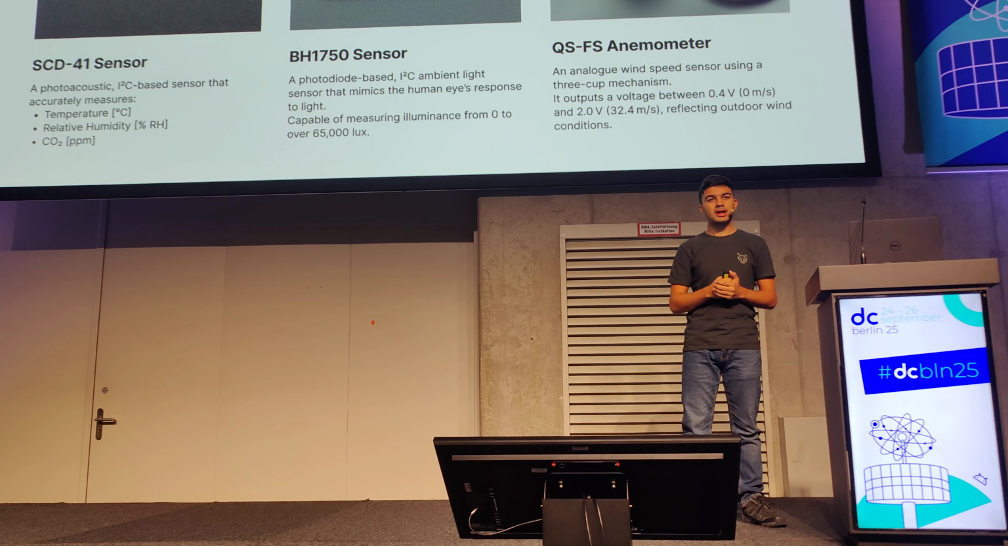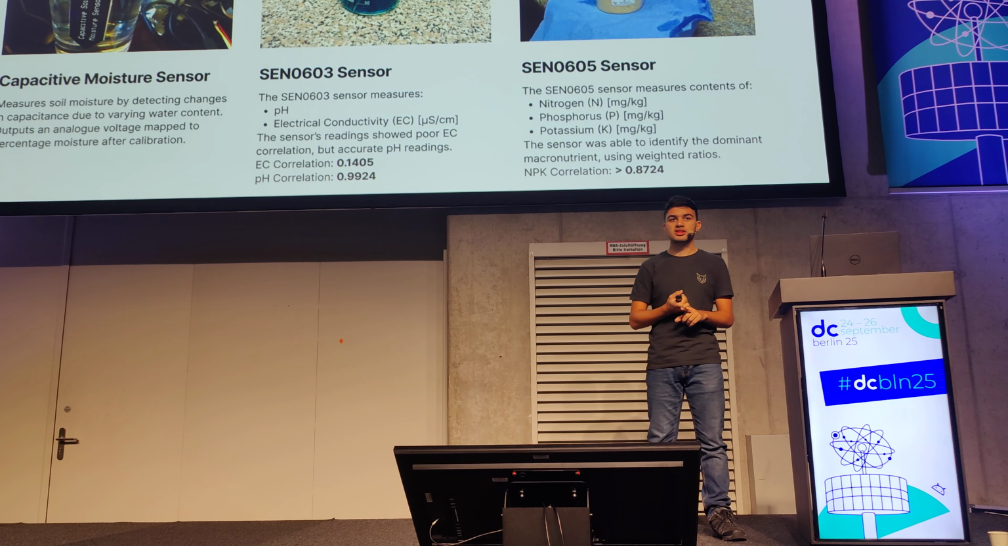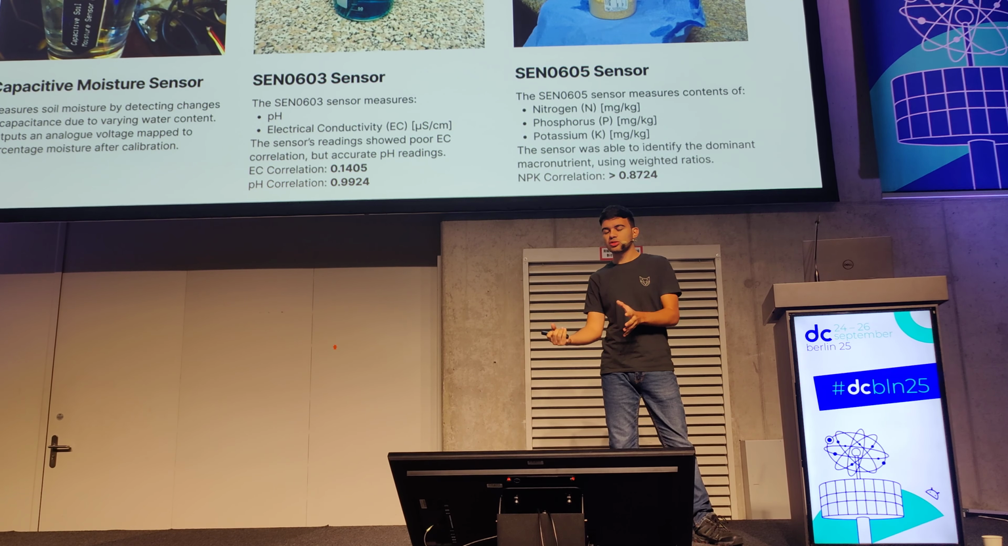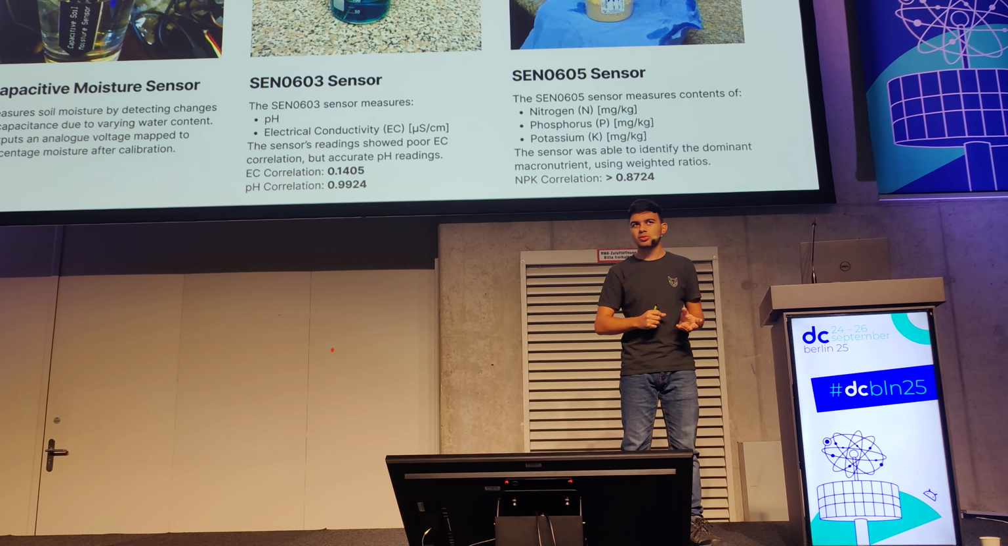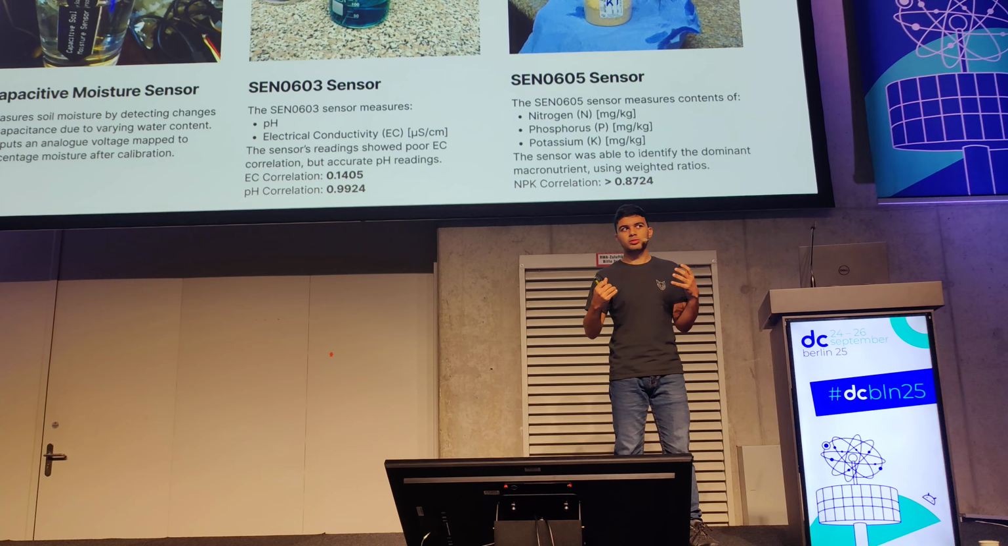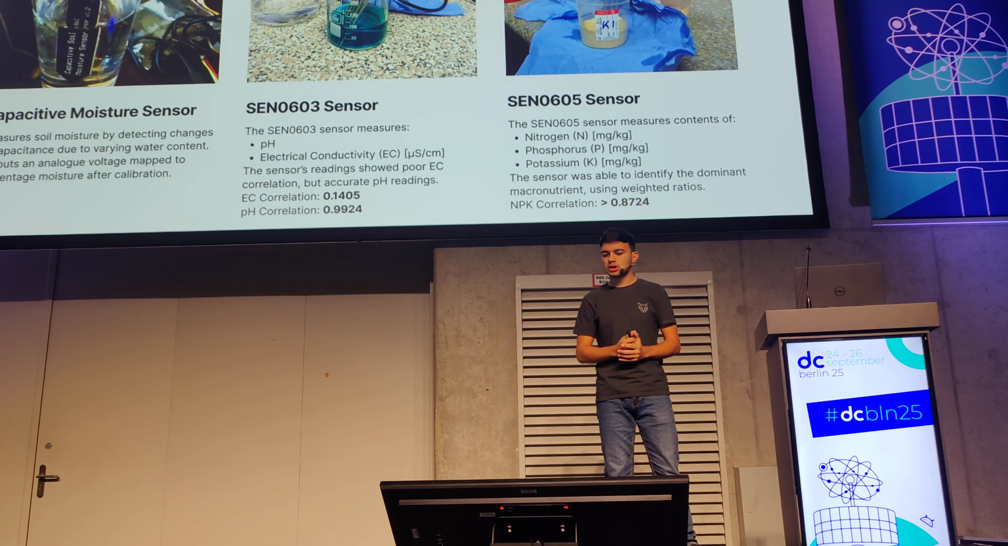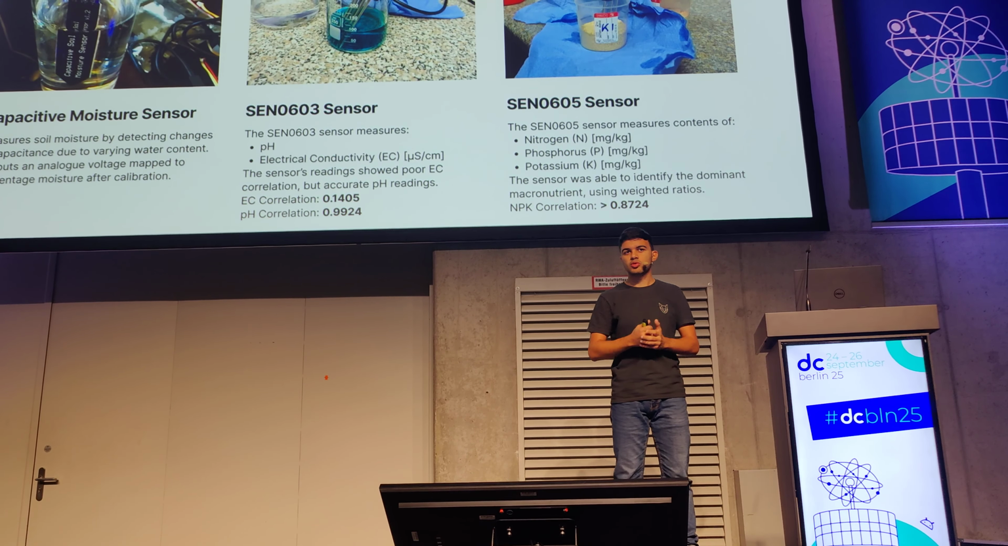The SCN0603 sensor gives us a pH and an electrical conductivity measurement in microsiemens per centimeter. However, when I tested the sensor, the electrical conductivity was not so accurate, so from an academic perspective and also in the interest of truthful data, I neglected this data. But the pH value was quite accurate to a very close degree, so we kept that sensor in the mix.